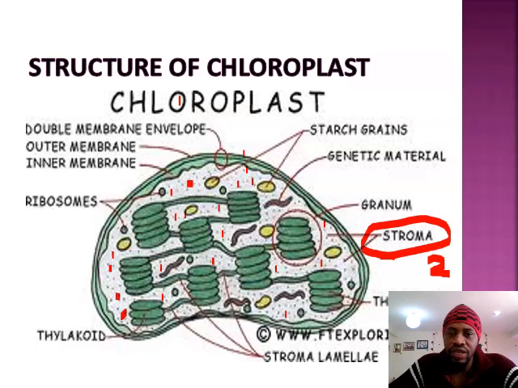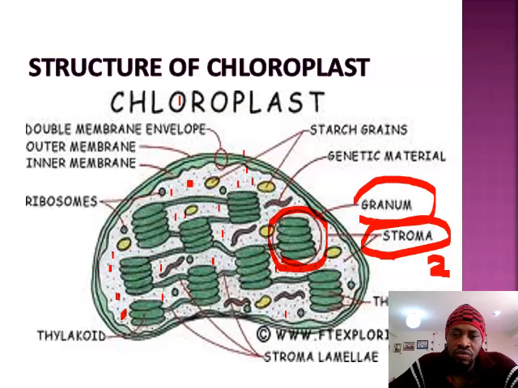Now, within the stroma, there are also inclusions, just like we find inclusions in the cytoplasm. One of such inclusions are these stacks or bundles that look like coins. We call them bundles of coins. There's one here. We call this whole bundle put together a granum. And I would like us to call the granum region number 1.